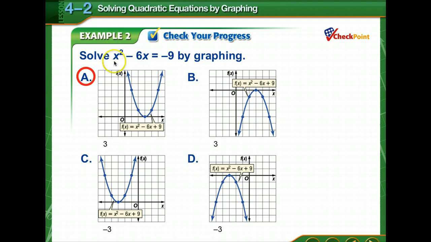This one's a positive slope. Okay, that one's negative, that one's negative. This one, oh, nope, it's not a positive 3, so our only choice was A.